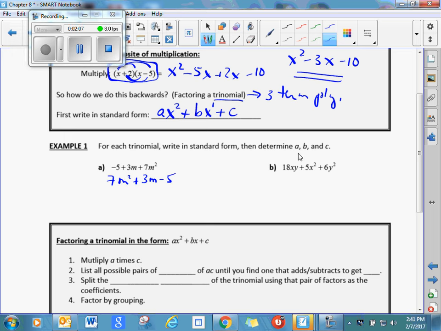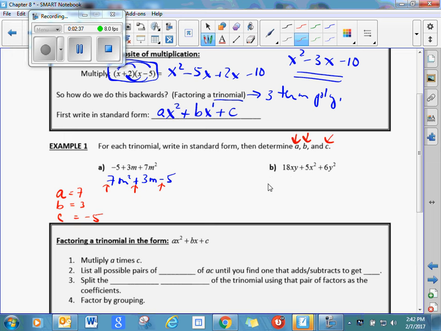Now, this is in standard form. And we are going to pluck off the coefficients, the a and the b, and the constant, and identify them because we're going to be using them down here in our process to factor our trinomials. So a is positive 7, b is positive 3, and c is negative 5. The sign in front, here's the ghostly positive sign, goes with your number.